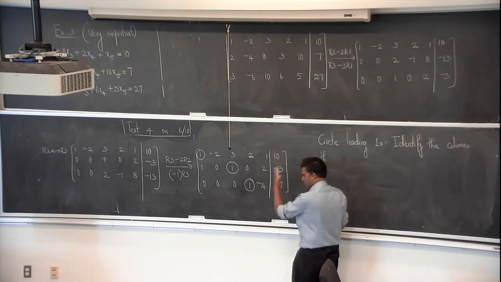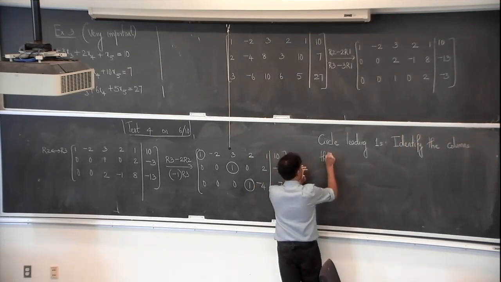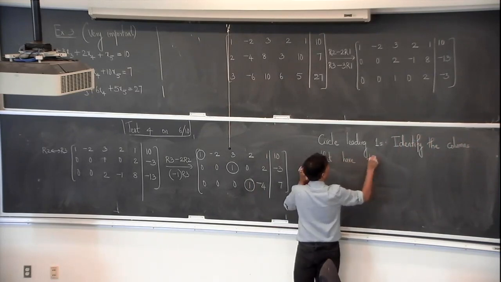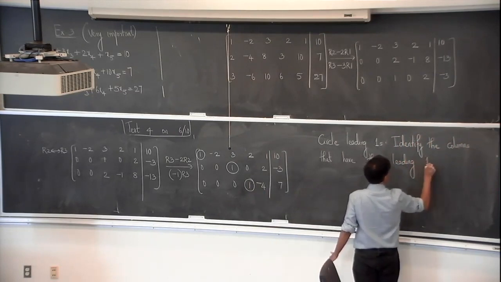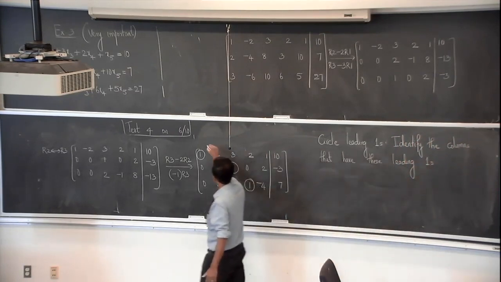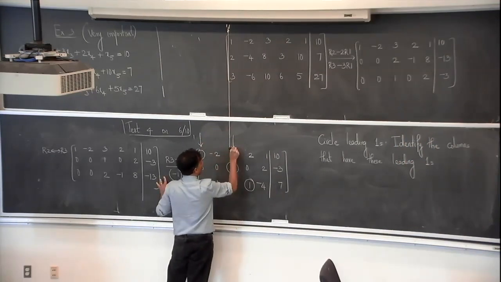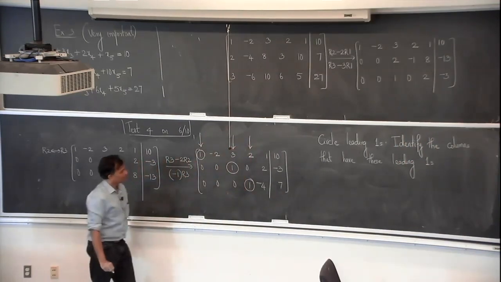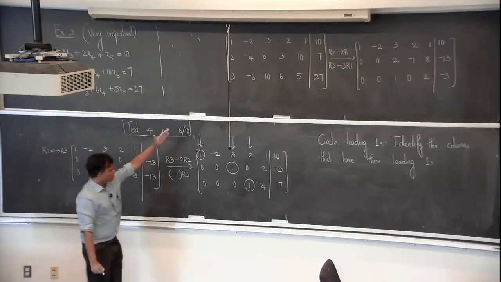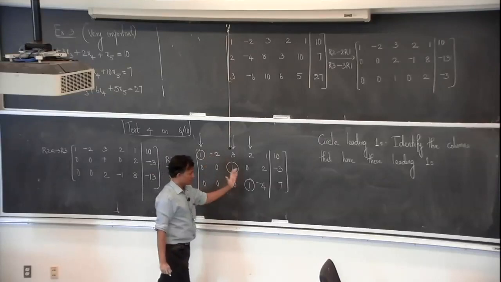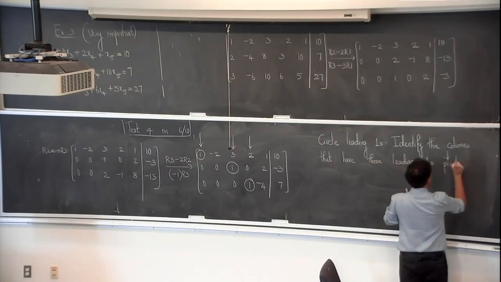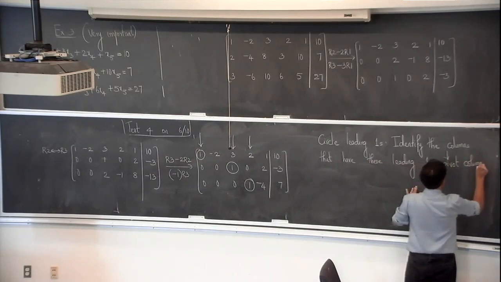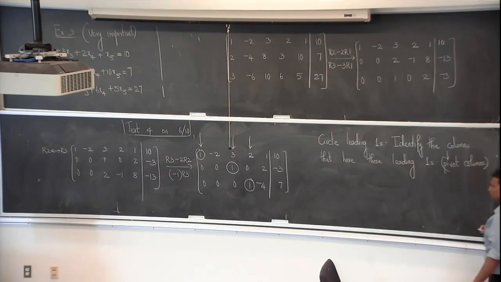Once again, columns are the ones that go vertically from top to bottom. So identify the columns that have these leading ones. In this case, column 1, column 3, and column 4 have the leading ones. Remember that the columns correspond to variables. These are called the pivot columns, which means they have some importance here. That's why it's called the pivot columns.